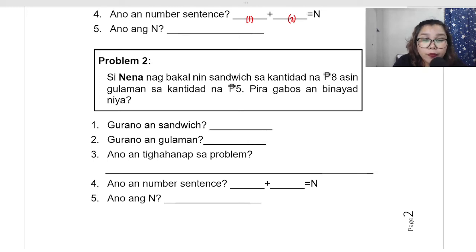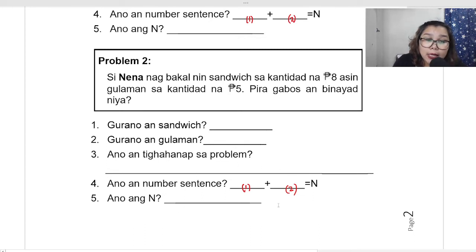And now, number 4, anong number sentence? So, same pattern. You need to find your answer for number 1. So, ilagay dito sa first blank. And your answer for number 2 should be placed on the second blank. So that is how you are going to complete the number sentence.